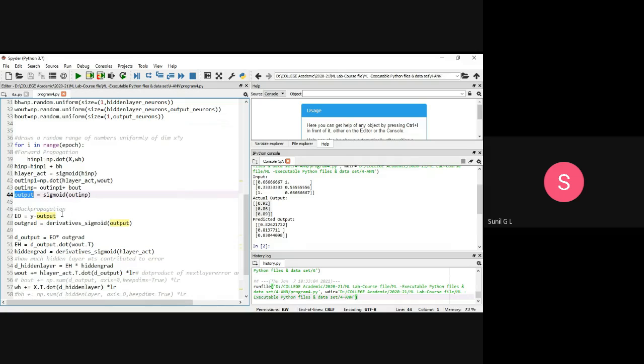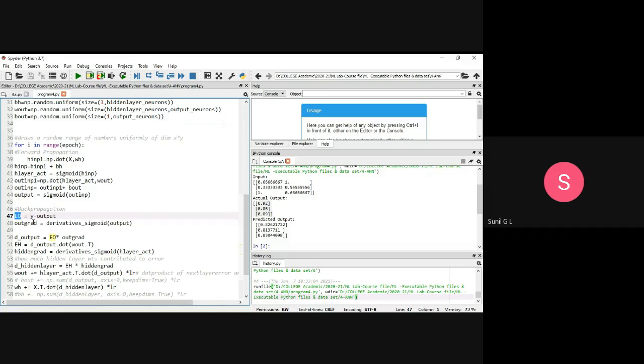Now we will apply the back propagation algorithm. Here, this is the expected output. Y is nothing but the target values. So what is the difference between the target value and the output we are getting from our model? Y minus output is nothing but an error. We need to minimize the errors using the back propagation algorithm.